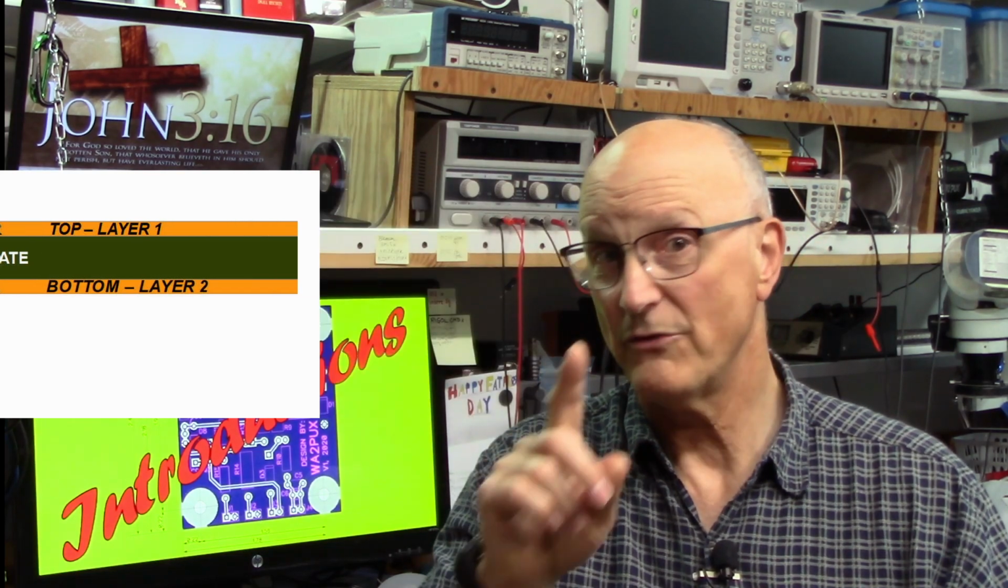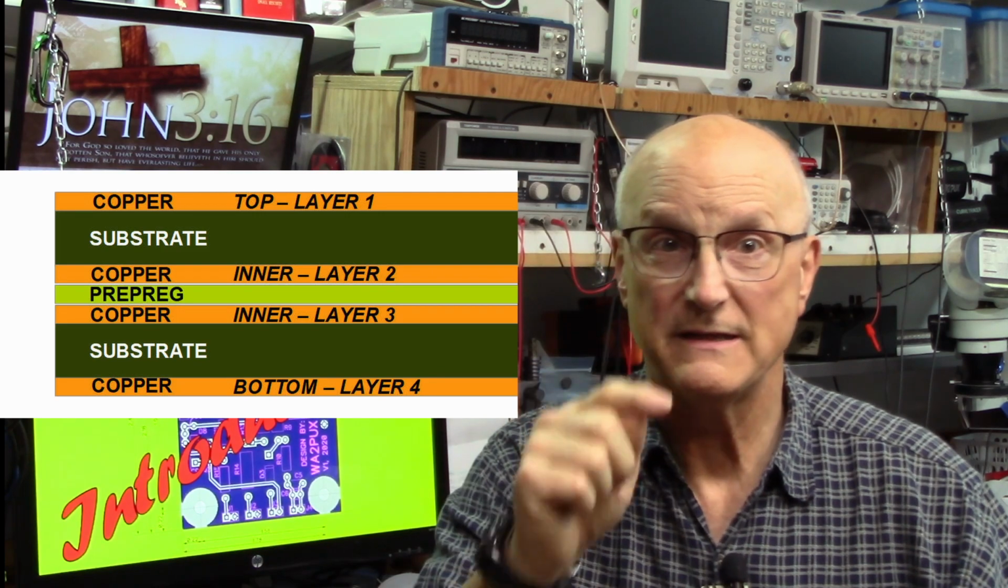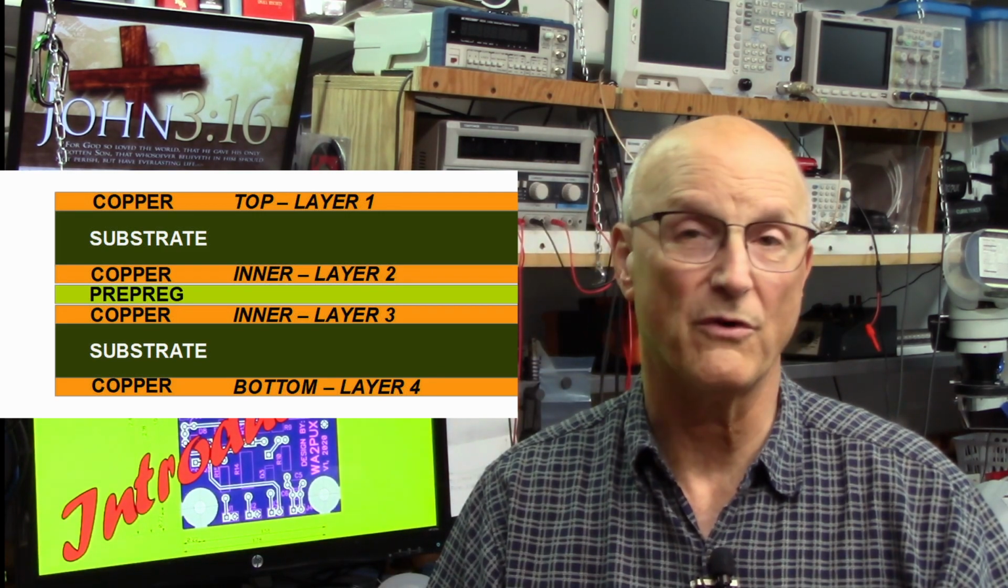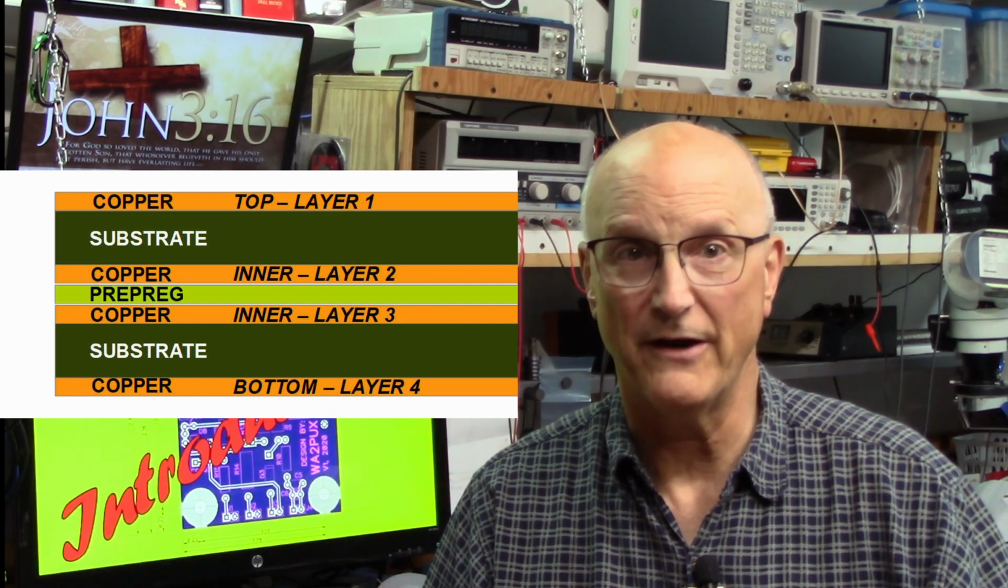Now, let's go the next step. Suppose we have a lot more signals and power and stuff and things that we need to ship all around the board, and we're just running out of routing space on the 2 layers. So what do we do now? Well, we take two 2-layer PC boards and we glue them together, one on top of the other, with an insulating material between the 2 boards. This insulating material is called a pre-preg layer.